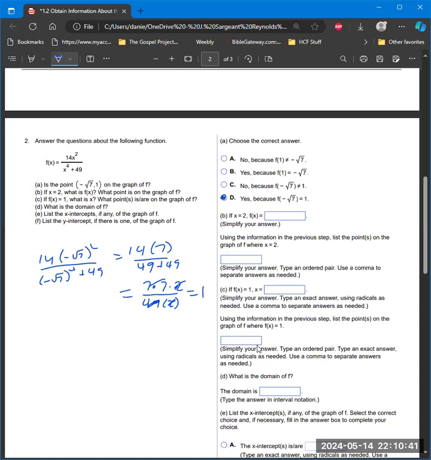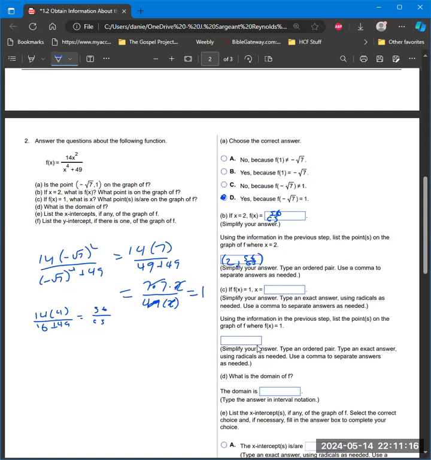If x is 2, 14 times 4 over 16 plus 49 is 56 over 65. So 56 over 65, which means (2, 56/65) is on the graph.